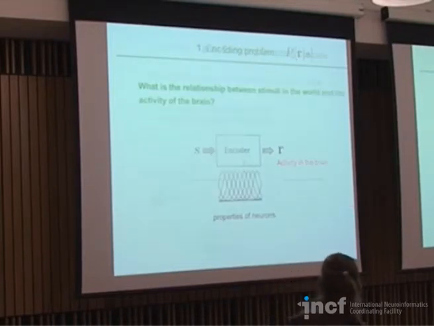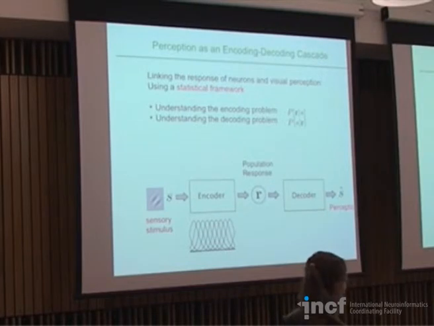So in the following, I'm going to describe this encoding stage and this decoding stage and how we can use this kind of model to go from properties of neurons to predictions for psychophysics.